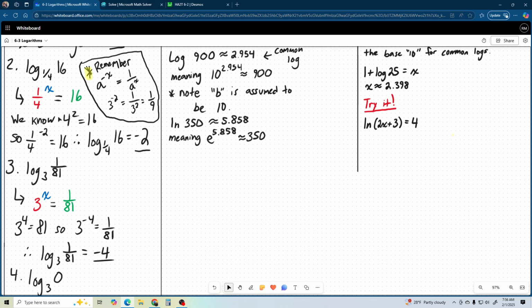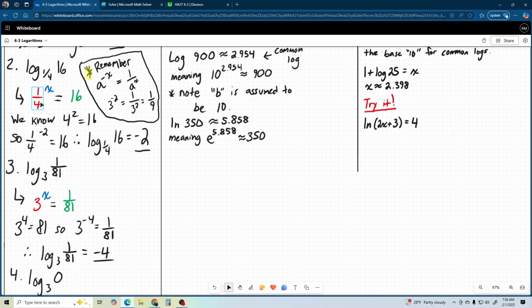Because we know that 4 squared equals 16, right? So we know that 1/4 to the negative 2 also equals 16. Because we need to take that 1/4 and turn it into a 4, we need to find the reciprocal. If this was just a 4, if it was 4 squared equals 16, we'd be done, right?